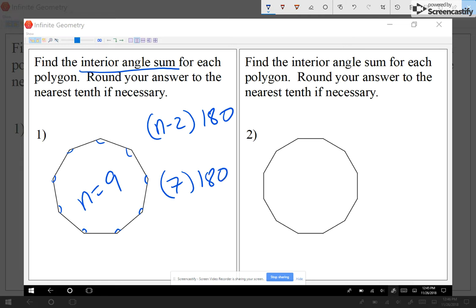So 7 times 180, which is 7, 12, 60. 1,260, right? All I did was 7 times 180. Good? Now, that's it. That's all. For me to find out how much the angles on the inside add up to, I'm just going to go n minus 2 times 180. And once again, n is how many angles or how many sides, the same number. It's easy?